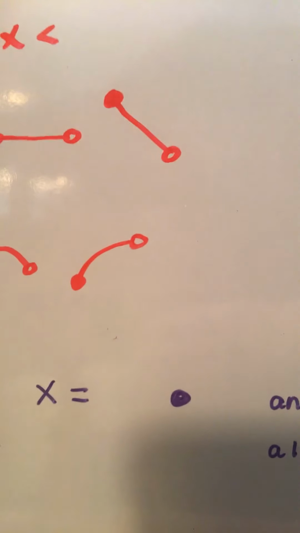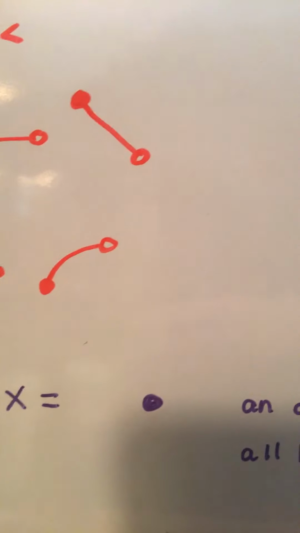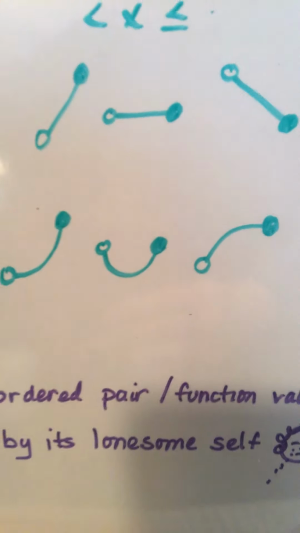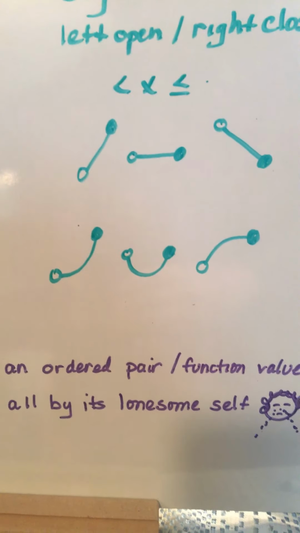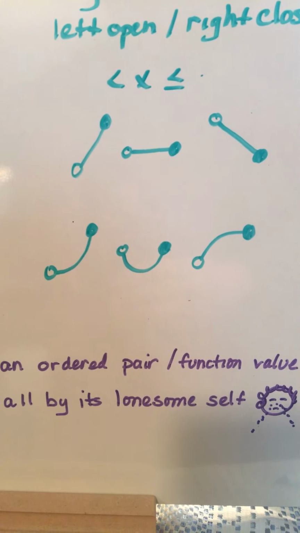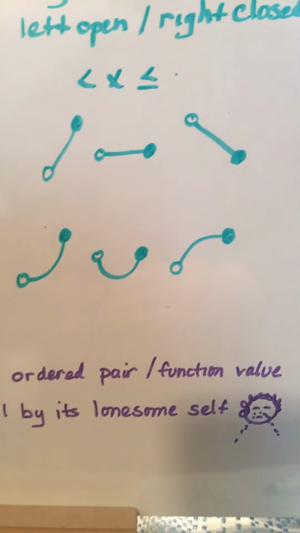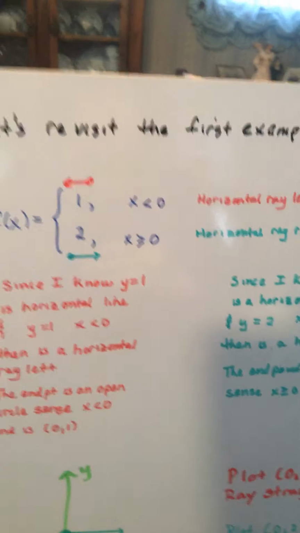When x is simply equal to 0, you simply have an ordered pair. It's a function value. It's all by its lonesome self. There's nobody attached to it. Now let's revisit the first problem.